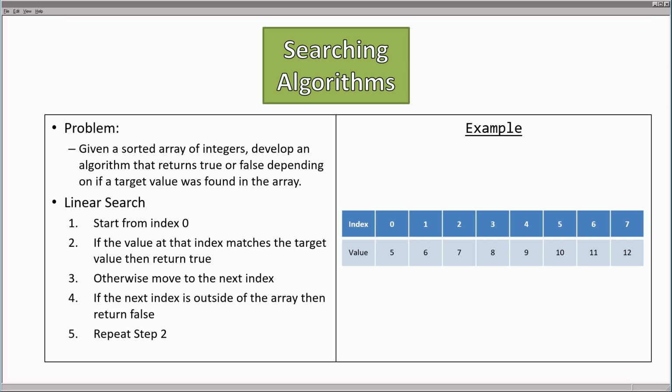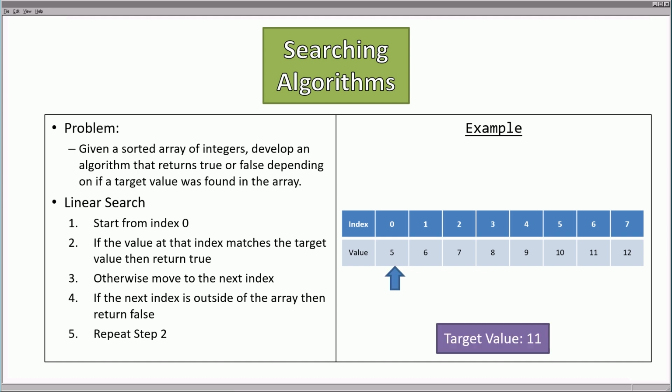Given a sorted array of integers, we need to develop an algorithm that returns true or false depending on if a target value was found in that array. One approach to this is what's called linear search. Basically, if we start from index 0, we scan through every index, and if we find the value we're searching for, we return true, but if we don't, we return false.